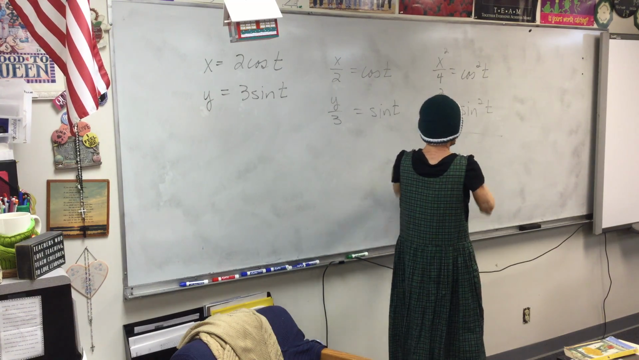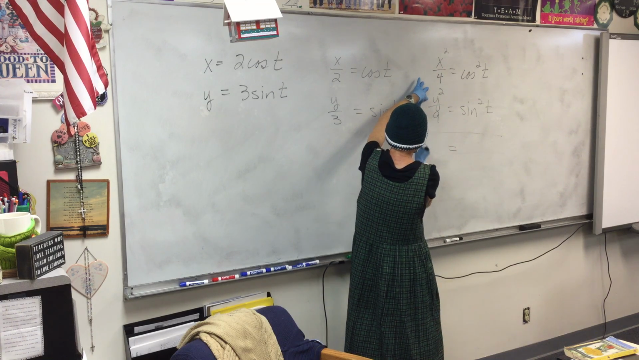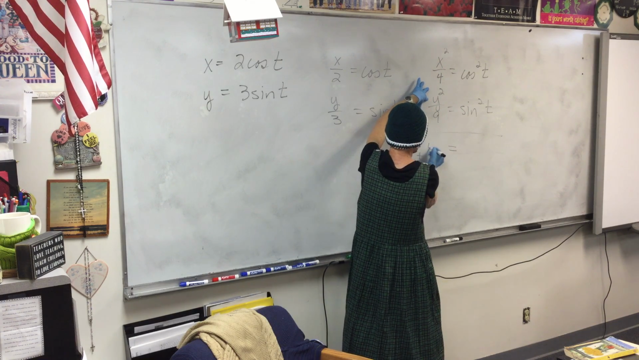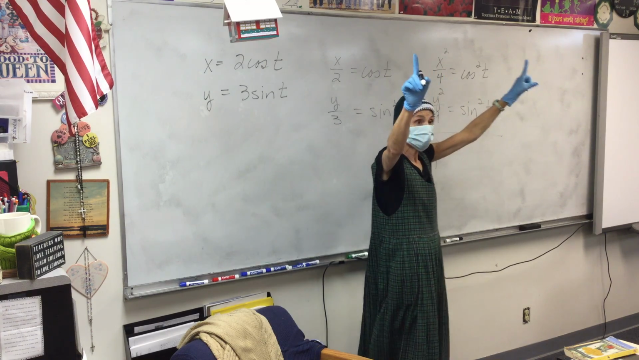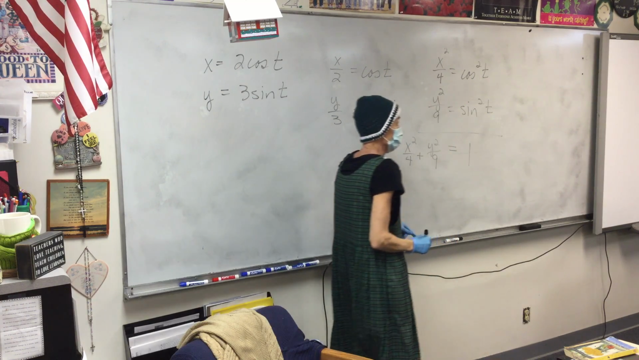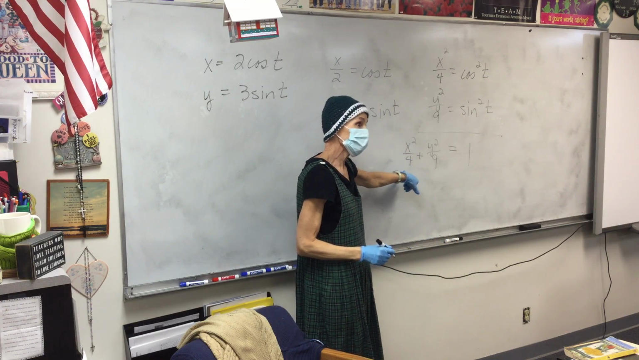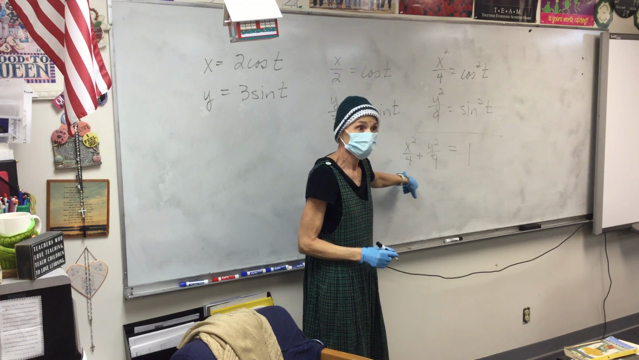You add these together, up and down. So here's my equals. So what have I got over here? X squared over 4 plus y squared over 9 equals what? 1. That is 1. Does that equation look familiar? Yes. Remember last year, graphing ellipses?